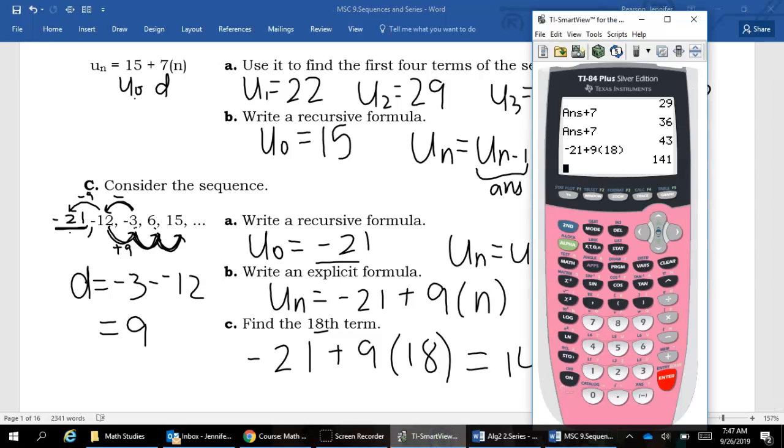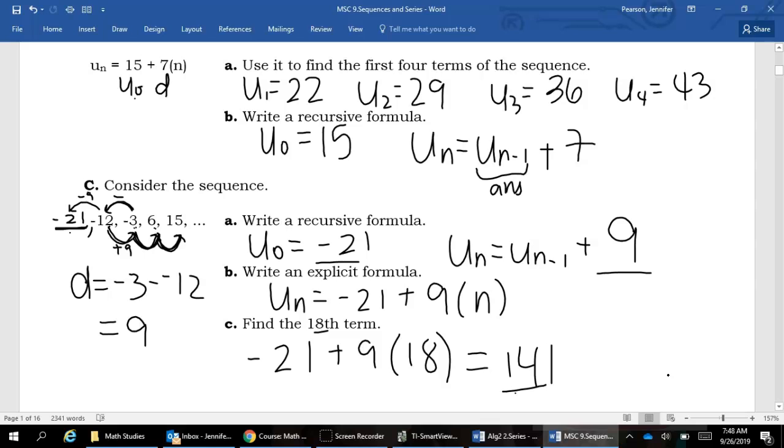Now, I always also had the option of doing this recursively, but I feel like if we're jumping to a certain answer, it's much faster to do it explicit, whereas if I wanted a list of numbers, then this version becomes a little bit faster. So let me count as I'm going. That's 0, 1, 2, 3, 4, 5, 6, 7, 8, 9, 10, 11, 12, 13, 14, 15, 16, 17, 18. Hopefully I didn't lose count. 141 matches what I got explicitly, and that is it.